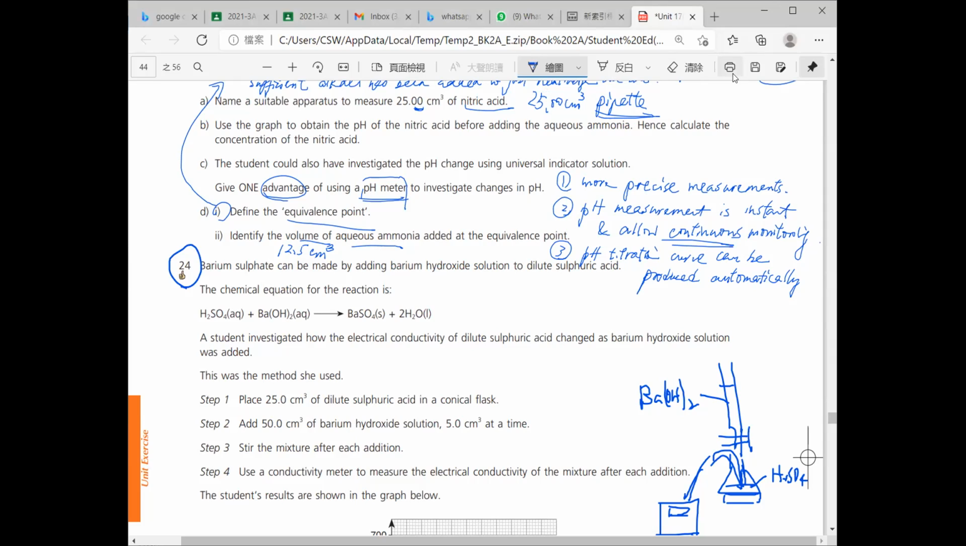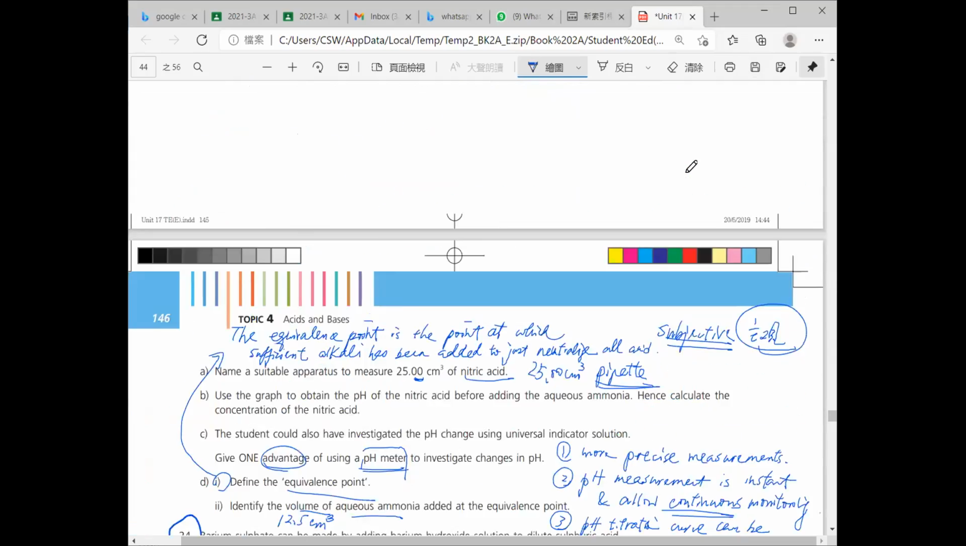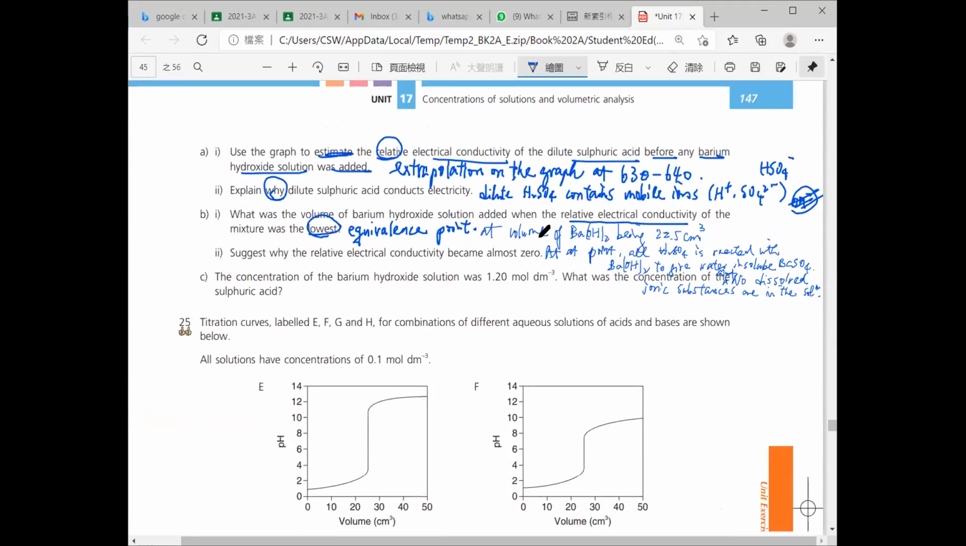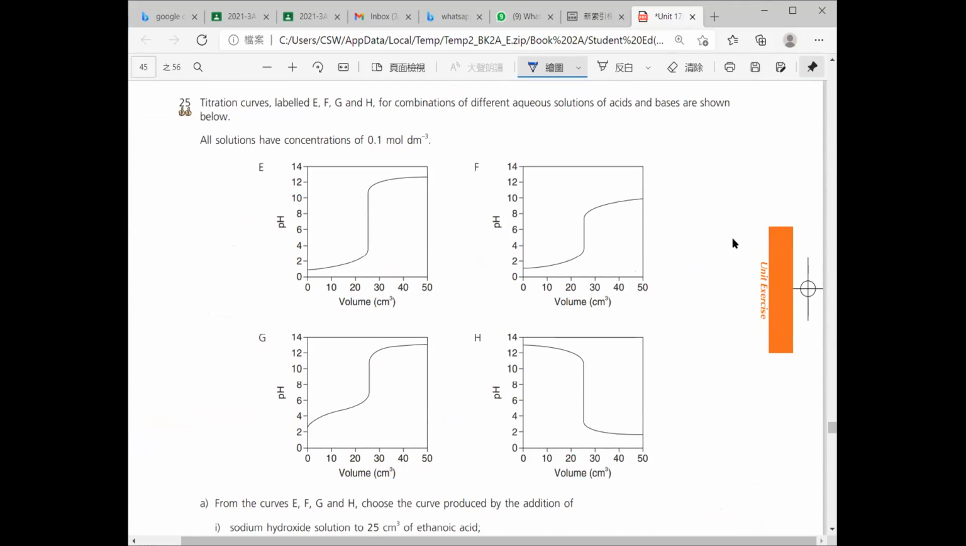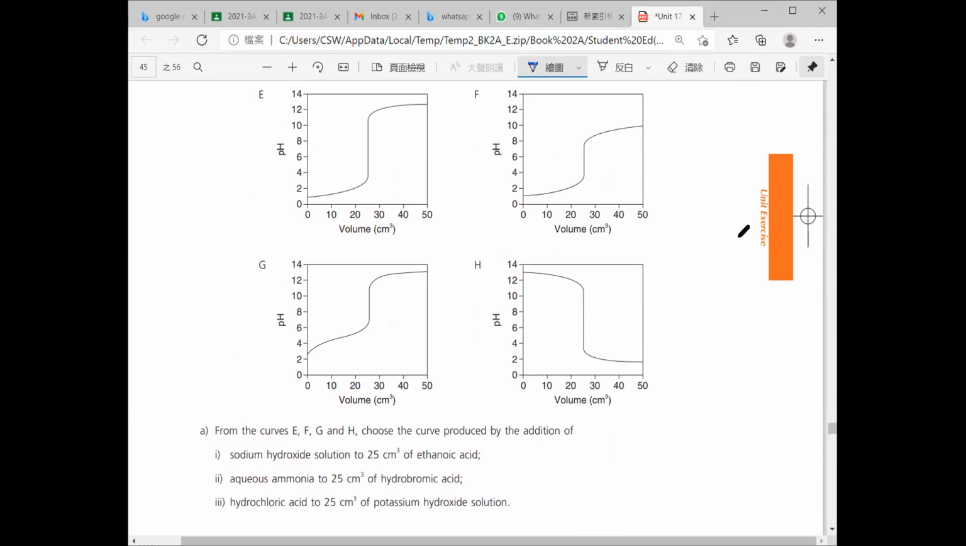Now you may see this type of pH titration curve that you may bring to question 25, right? Now it is so many different combinations of acid and alkali in terms of sequence, which is added to which, and also the strength of acid and alkali, which will make you different combinations of this graph. Now let's have a recap of which is which. From the curve EFGH, choose the curve which is produced by the addition of forms. Now you may have a matching.